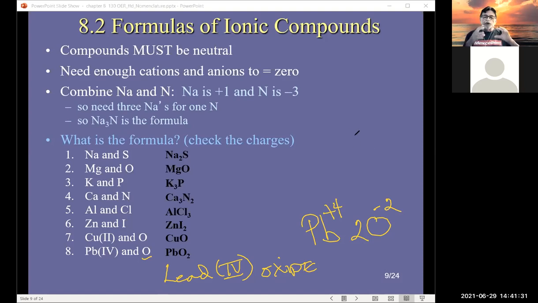Now, when you're putting these together, remember that the Roman numeral is the oxidation state of the metal. And it has nothing to do with how many of those ions you have, because I've seen people put in Pb4 oxygen. That's not correct. So that Roman numeral deals, again, I repeat, with the oxidation state of the metal, which then you can determine based on the anion how many of whatever you need to put together.